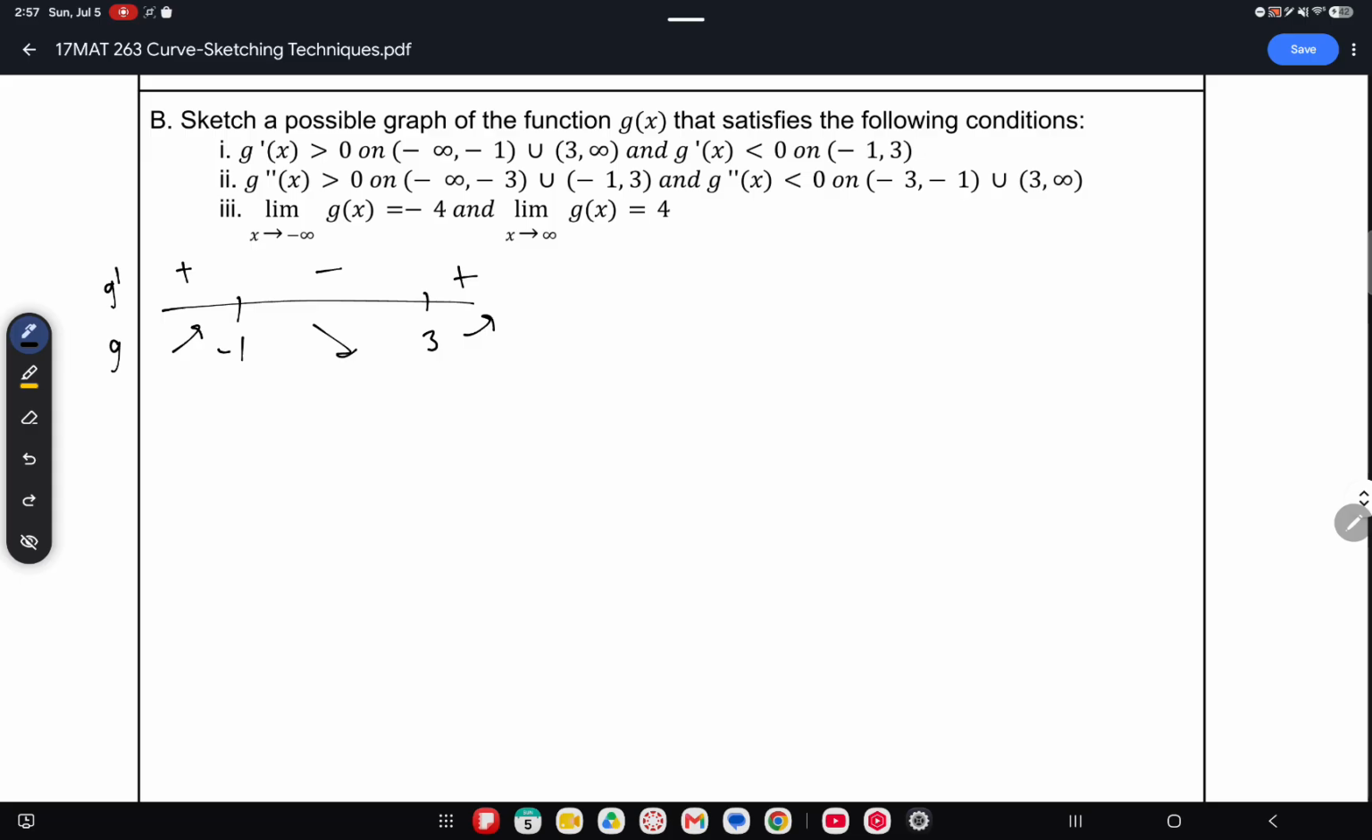Okay. Now we have the second derivative. From negative infinity to negative 3 and negative 1 to 3, we are positive. And then negative elsewhere. Okay. And then the limit as x goes to negative infinity for the function is negative 4. But as we go to positive infinity, the limit is positive 4.